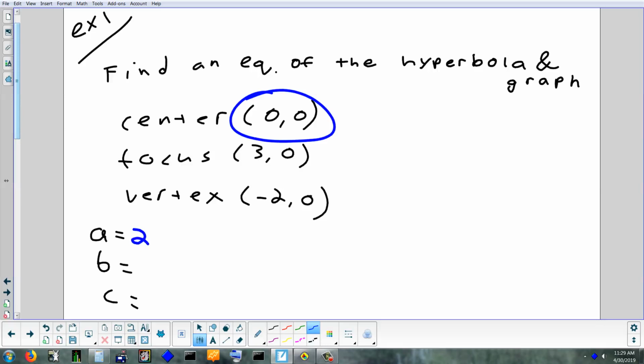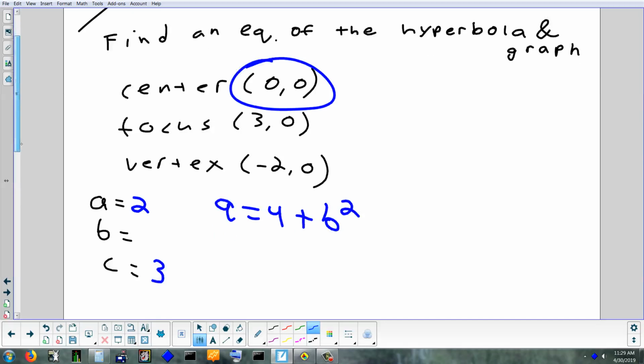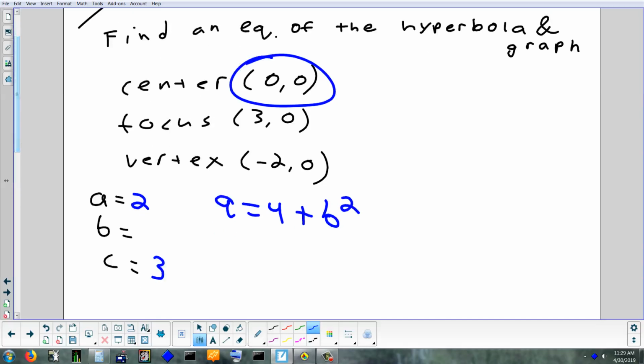So A, B, we don't have enough information. How about C? 3, distance from center to focus. Now, be careful with this one. What's the formula that connects A, B, and C for a hyperbola? Yeah? C squared equals A squared plus B squared. Yes. If you accidentally do A squared minus B squared, it's wrong. You can't use that one today. So C squared, A squared, B squared.